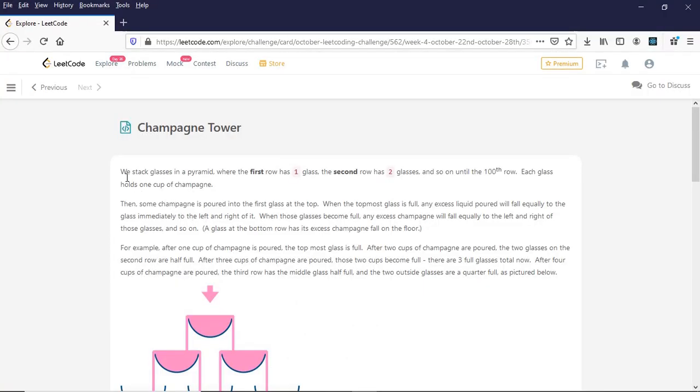So the problem says we stack glasses in a pyramid where the first row has one glass, the second row has two glasses, and so on until the 100th row. Each glass holds 1 cup of champagne. Then some champagne is poured into the first glass at the top. When the topmost glass is full, any excess liquid poured will fall equally to the glass immediately to the left and right of it. When those glasses become full, any excess champagne will fall equally to the left and right of those glasses, and so on. A glass at the bottom row has its excess champagne fall on the floor.